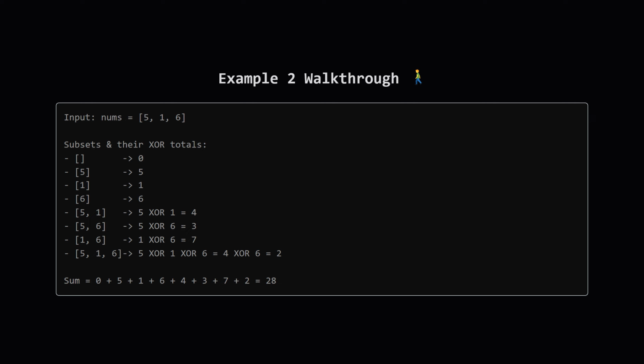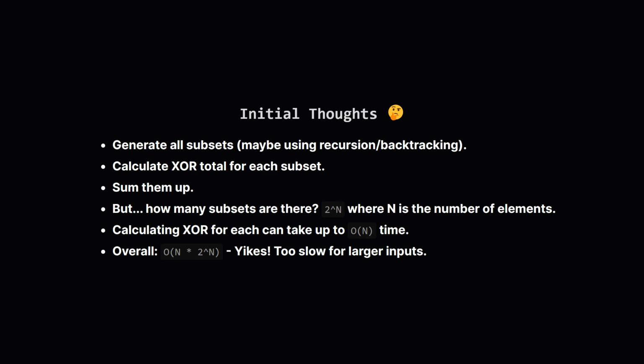For 5, 1, 5 is 101 in binary, 1 is 001. 101 XOR 001 is 100, which is 4. For 5, 1, 6, we already know 5 XOR 1 is 4. Now, 4 XOR 6, that's 100 XOR 110, which gives 010 or 2. If you calculate all the XOR totals, 0, 5, 1, 6, 4, 3, 7, 2, and add them up, you get 28. Make sense?